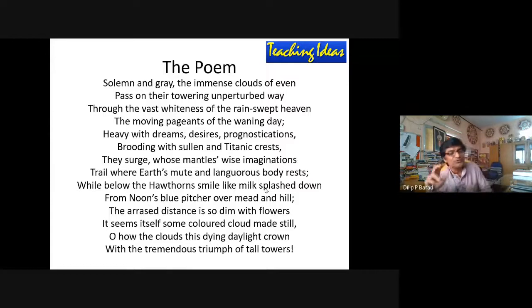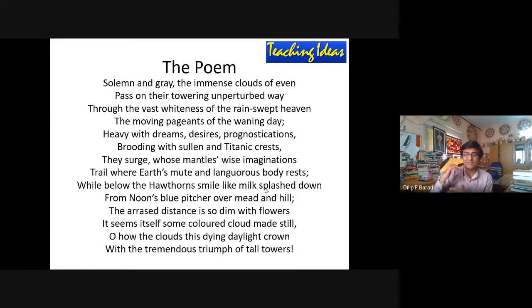So if you want to see what is this Earth's mute and languorous body at rest, you can say it is a kind of graveyard, a kind of graveyard. That is what you can visualize. It is like talking about where the tired body is at rest. There is ultimately the body at rest. It is in a graveyard. Okay? So the first part of the poem ends here.